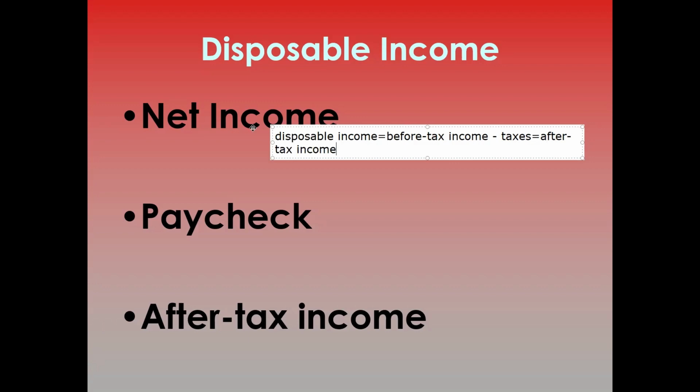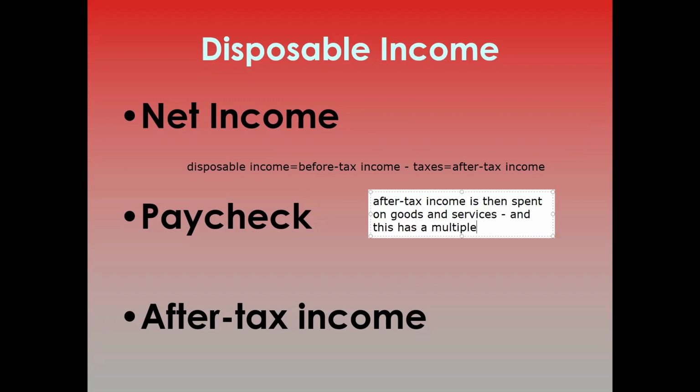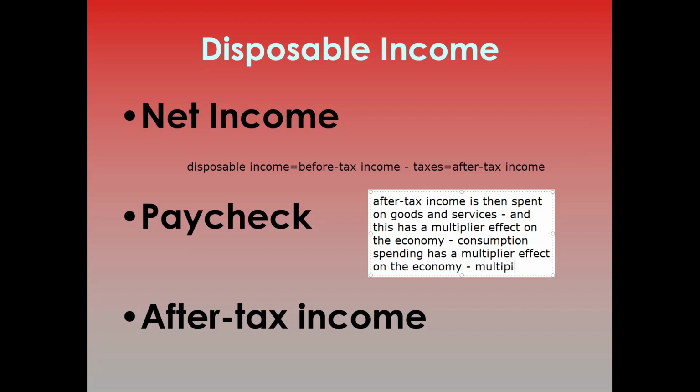And you can spend this on goods and services. So after-tax income is then spent on goods and services, and this has a multiplier effect on the economy. So consumption spending has a multiplier effect on the economy. A multiplier effect is basically the return you get on each dollar of spending.